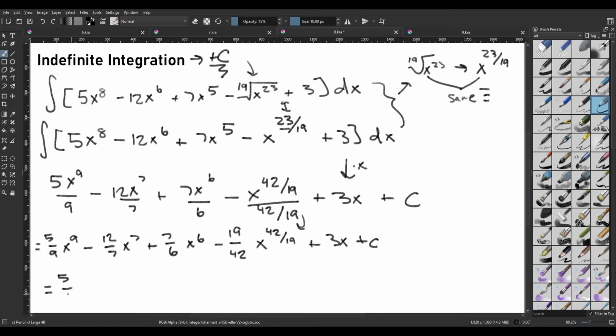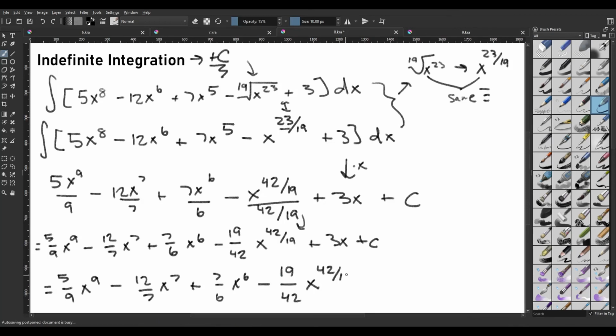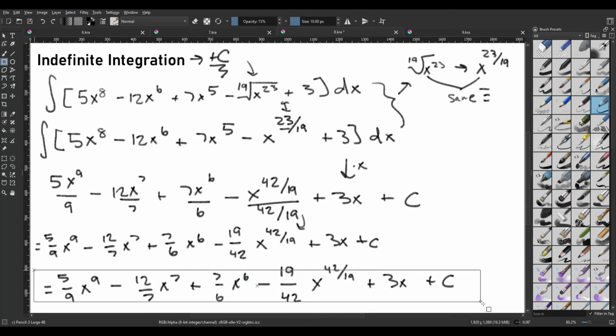Equal 5 over 9 x to the 9th minus 12 over 7 x to the 7th plus 7 over 6 x to the 6th minus, again, 19 over 42 x to the 42 over 19, or you could write that also as the 19th root of x to the 42 if you really wanted, but I prefer everything to be fractional. x to the 42 over 19 plus 3x plus c. And that is our final solution here. That's our solution to our integral.